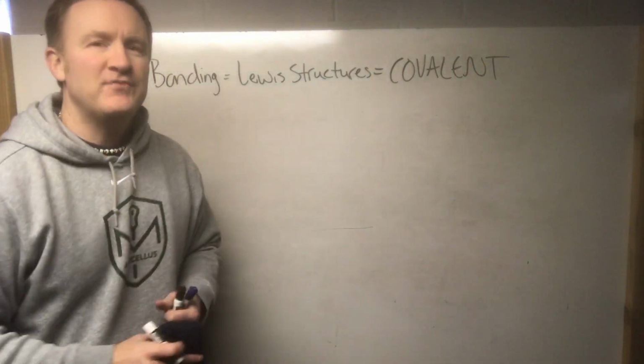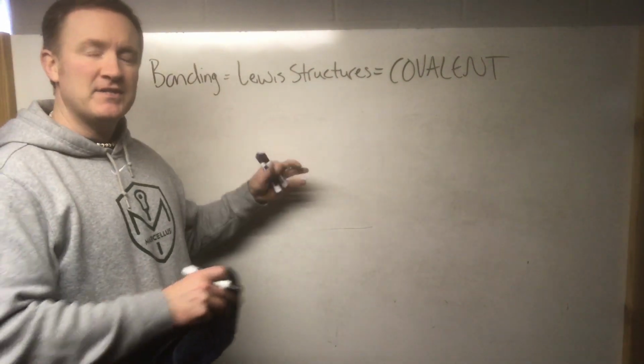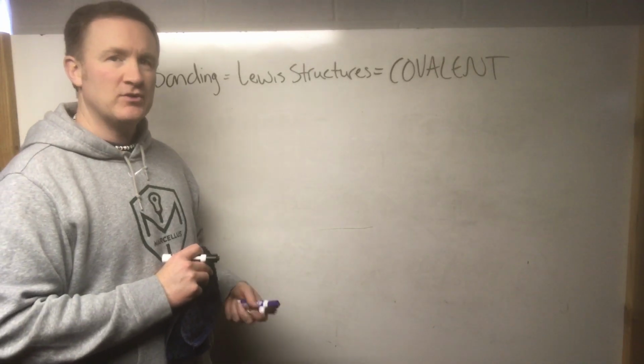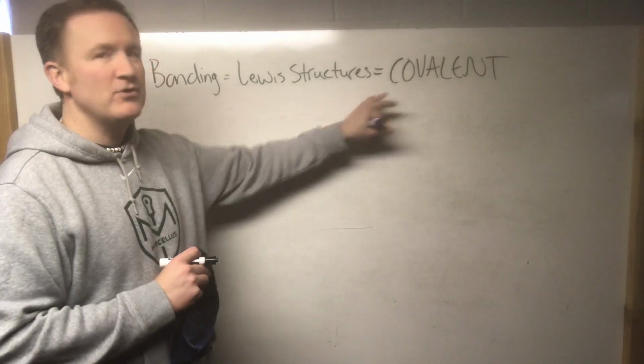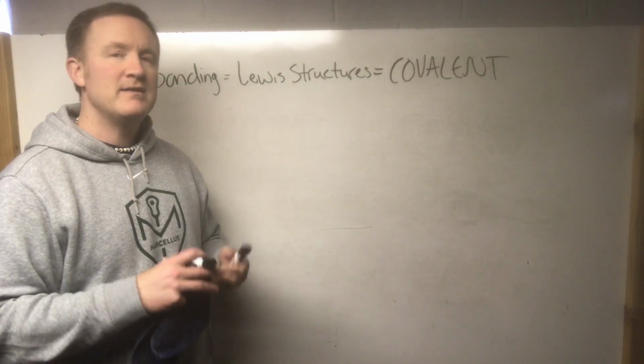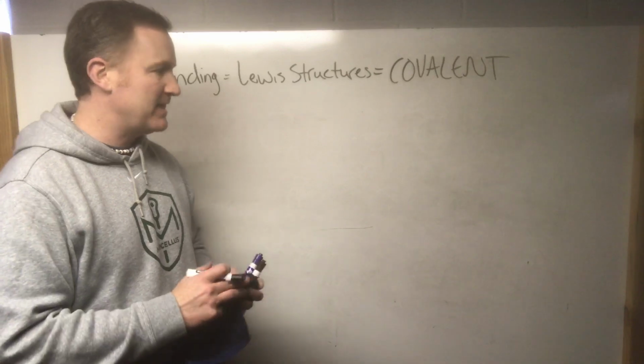All right, welcome back. In this video, we are going to look at, very similar to the previous video when we did ionic substances with Lewis structures and electron dot diagrams. Now we're going to do covalent. So instead of metals and nonmetals, we have all nonmetals. So nonmetal and nonmetal bonded together.